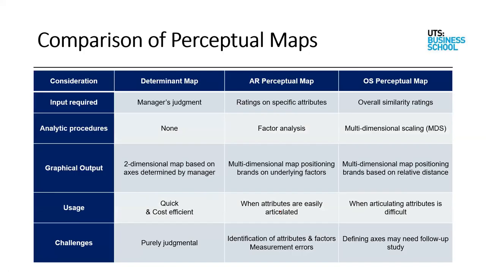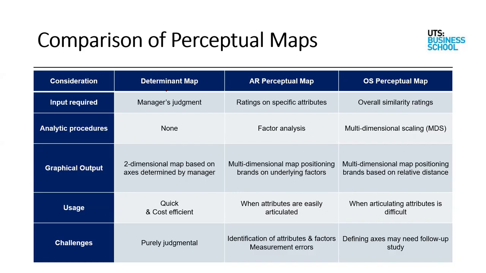So here's the slide that talks about the comparison of the different perceptual maps. For the determinant maps, that is the first type of maps that we saw, these maps are plotted by the managers or the marketers or the experts. But the other types of perceptual maps, the attribute-based perceptual maps, are based on the customers' ratings on specific attributes. And the similarity perceptual maps are based on the similarity ratings for 2 brands or 2 dimensions given by the consumers.